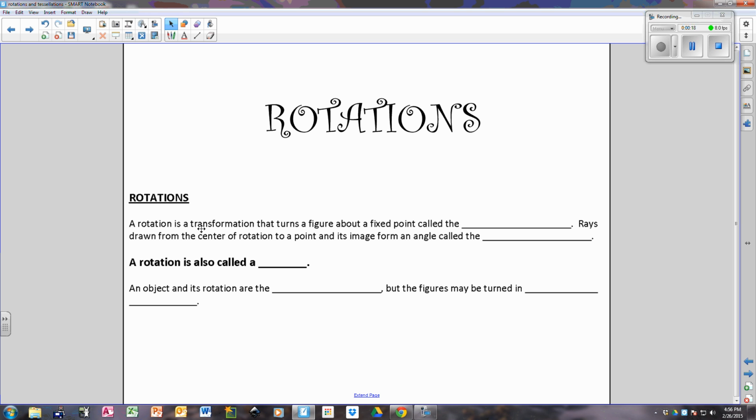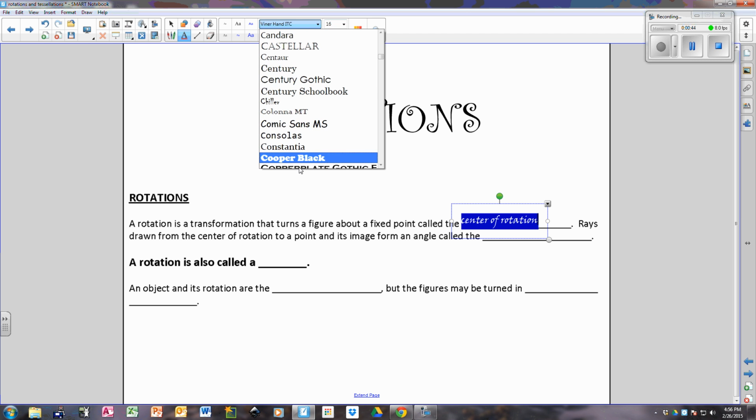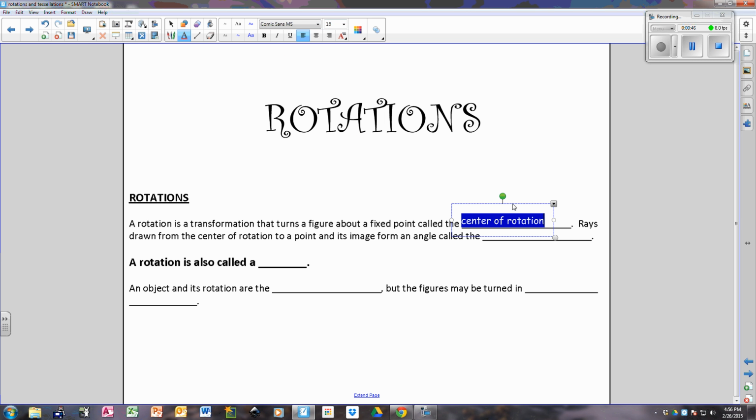So a rotation is a transformation. We're going to see if we can get this to type, so we'll see what happens here. So a rotation is a transformation that turns a figure about a fixed point, called the center of rotation. And that is very hard to read. So let's change the font to something that's a little more readable. All right, there we go. So center of rotation, okay?